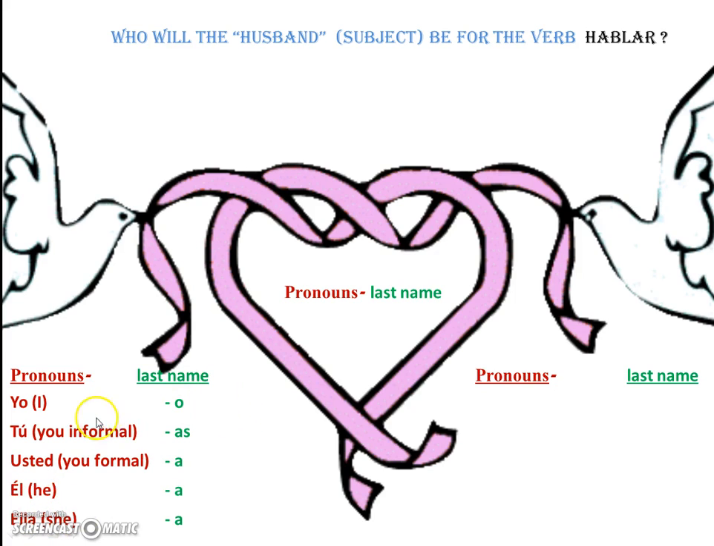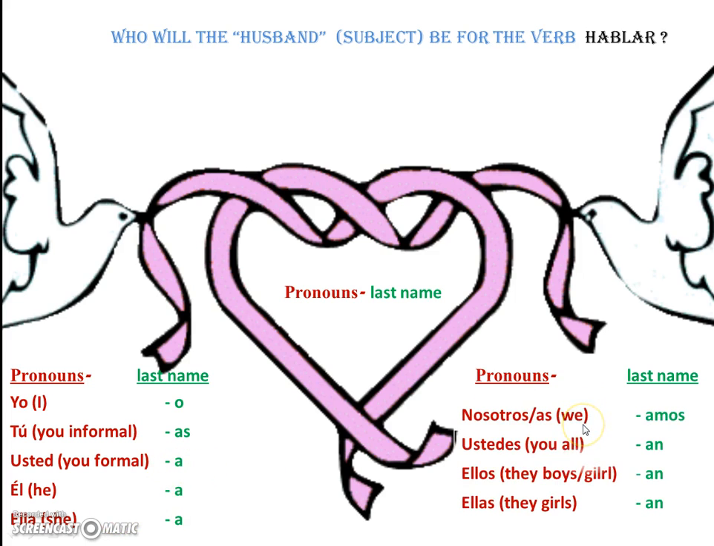So each of these pronouns has a last name. For yo, the last name would be o. For tú, the last name would be as. For usted, the last name would be a. Él is a, ella is a. Notice we get three for one.